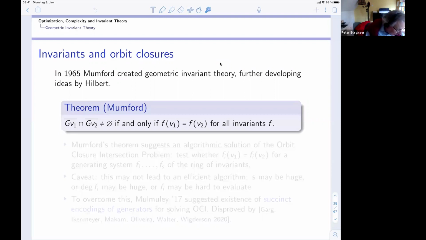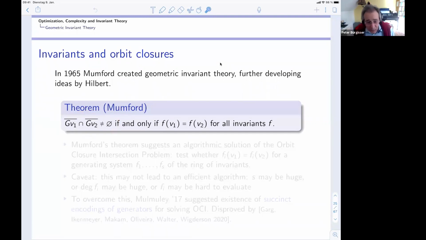Actually, he said, okay, I can characterize, in the setting from before, that the orbit closures of V1 and V2 intersect. This just means that for all invariants, V1 and V2 take the same value.